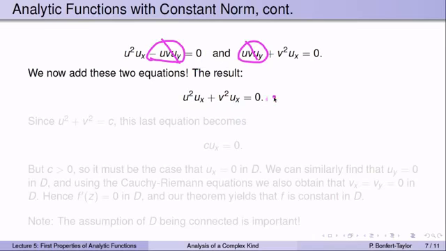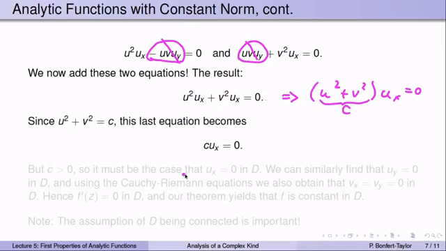And the right-hand side, 0 plus 0, adds up to 0. Here we can factor out the ux, so this reads (u squared plus v squared) ux is equal to 0. But what is u squared plus v squared? That was constant by our assumption. That's our constant c. So this last equation becomes c times ux is equal to 0.